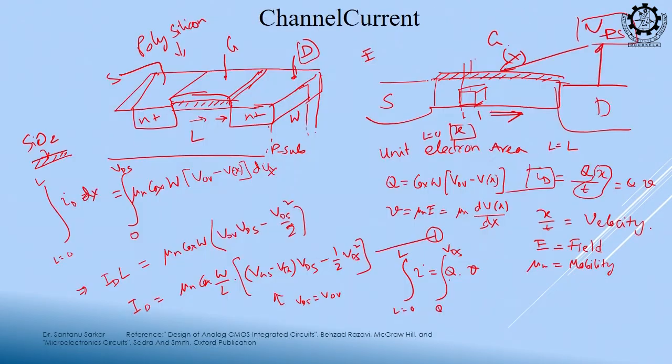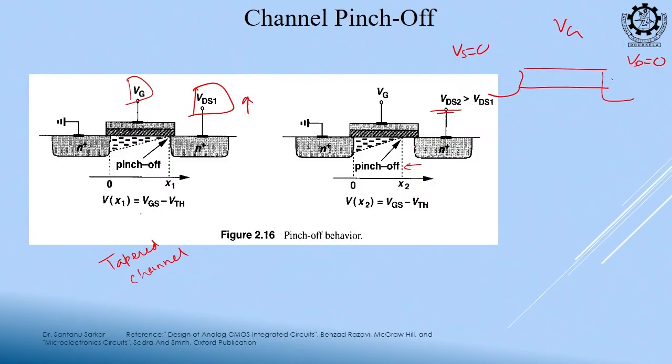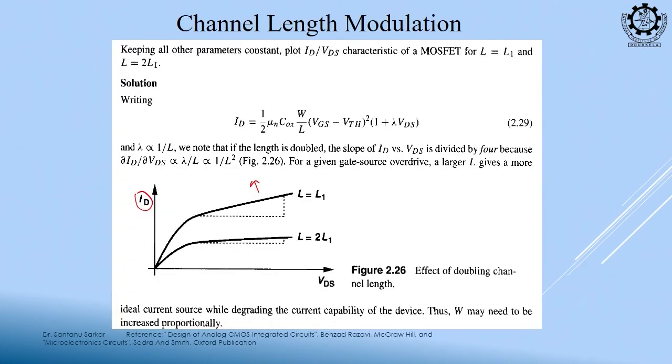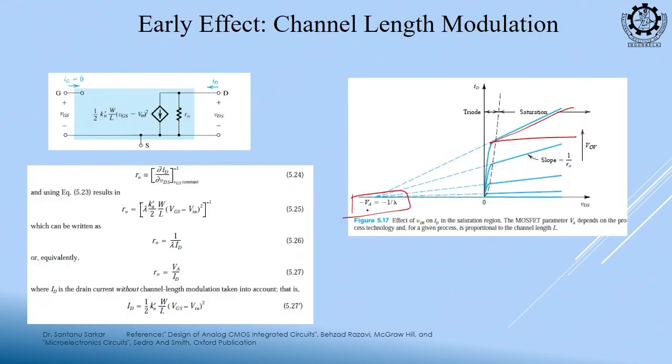What is exactly happening? You see, when I increase my VDS, what is happening? As if the channel is moving away, right. So, your L is actually decreasing and your I is proportional to W by L. So, if your L is reducing because of higher VDS, your current is supposed to increase, clear, because I is proportional to some constant into W by L. So, if you divide by a smaller value, this value will increase. So, this is known as the channel length modulation effect. Channel length modulation means the channel length is changing. If length is reducing, my I should increase, okay. And this is actually happening due to the early effect, and this lambda is there.